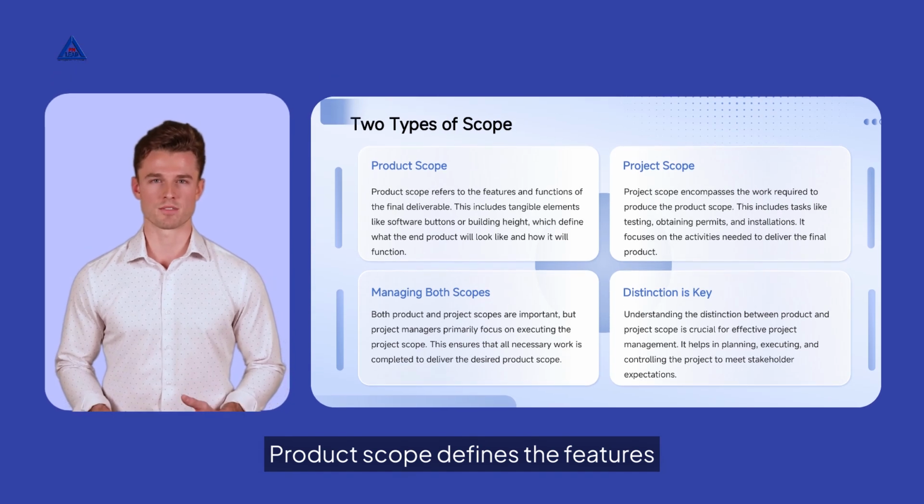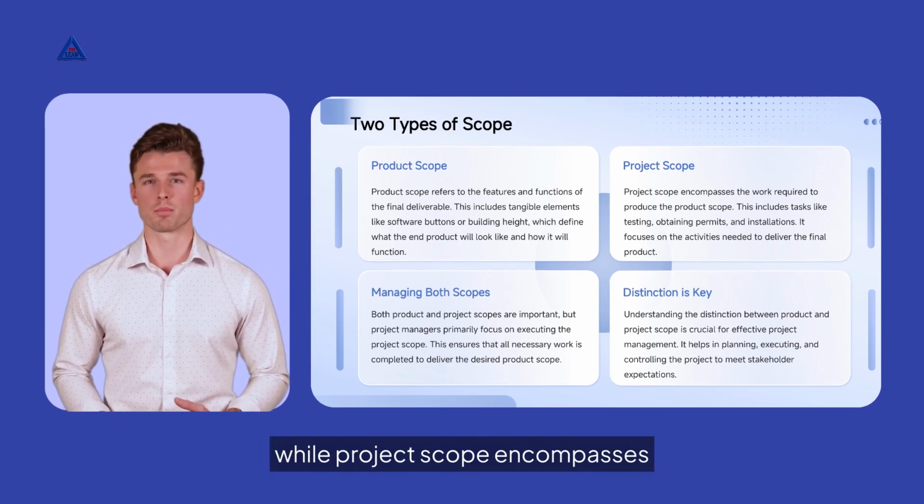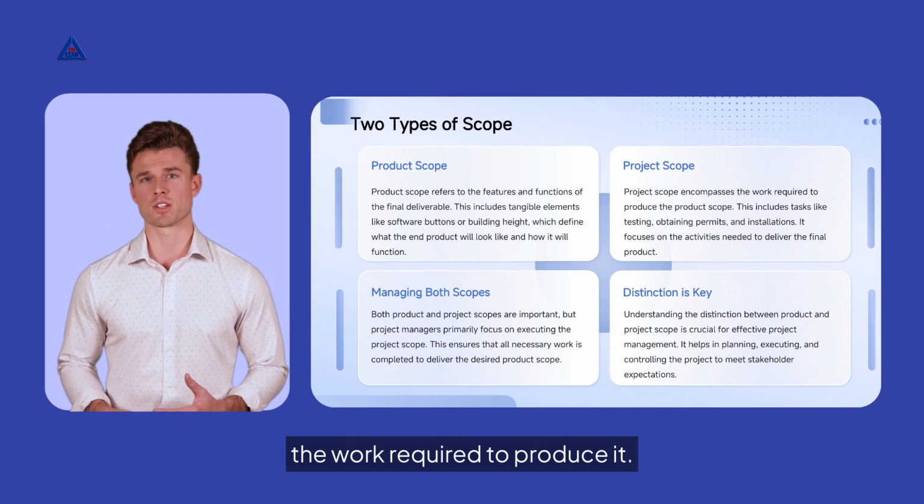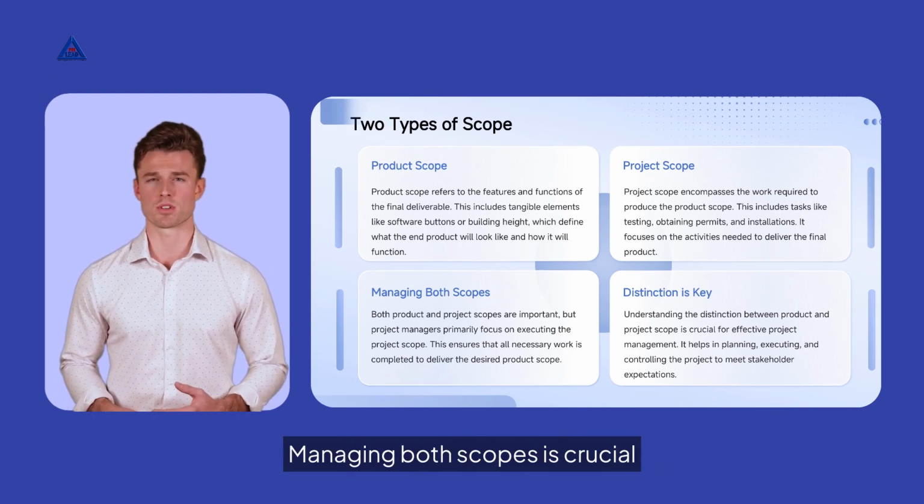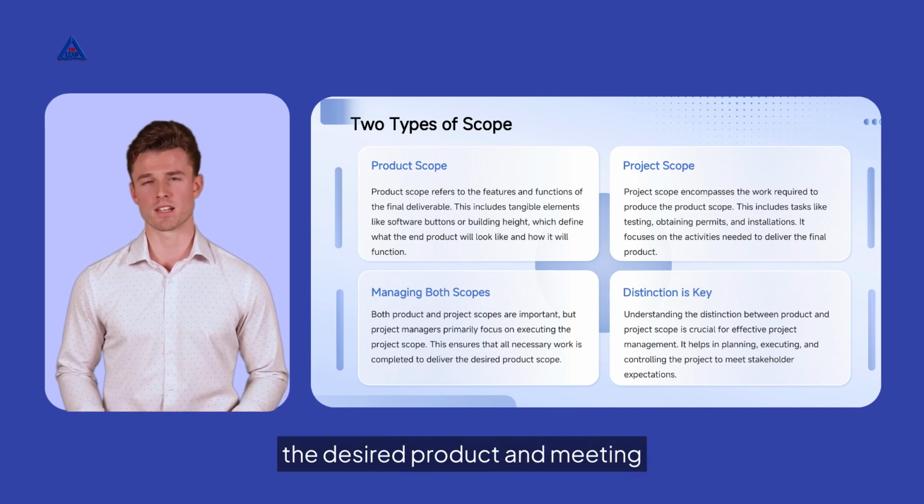Product scope defines the features of the final deliverable, while project scope encompasses the work required to produce it. Managing both scopes is crucial for delivering the desired product and meeting stakeholder expectations.